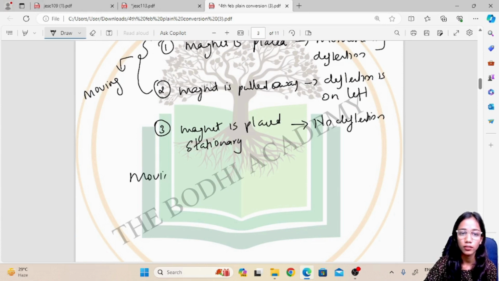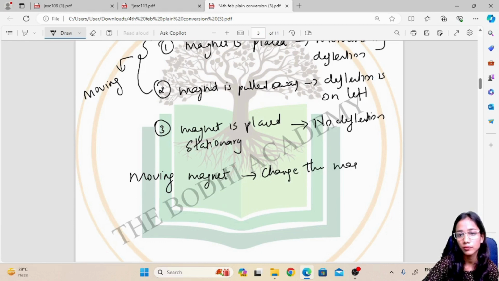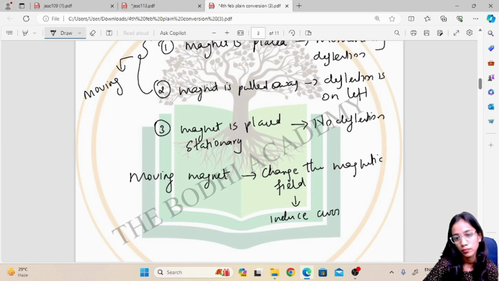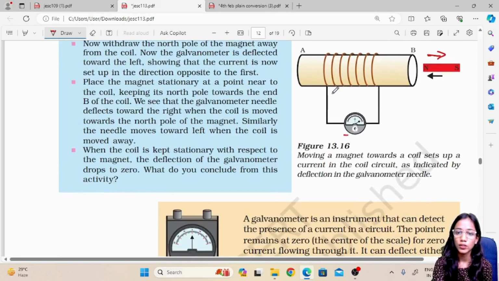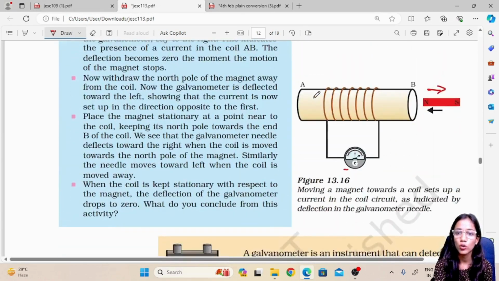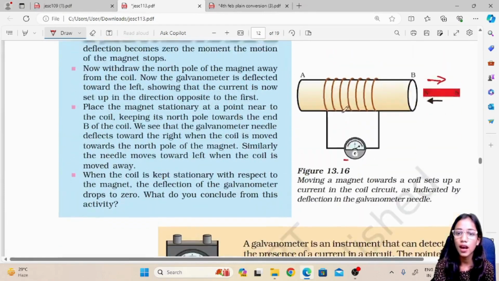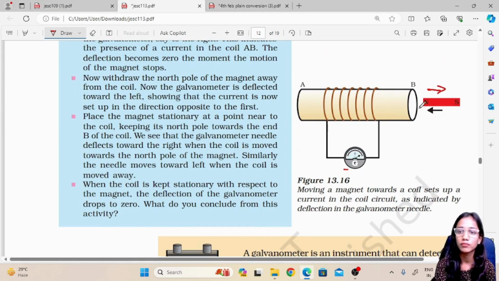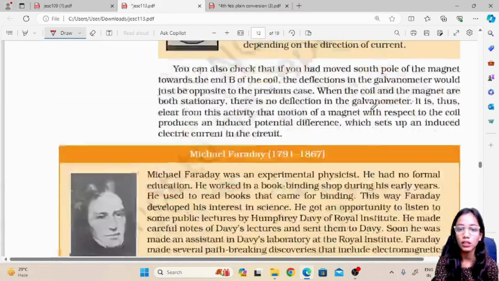Okay, moving magnet will change the magnetic field, which will induce current. Yes, so this is called electromagnetic induction. This is how the electric current is induced in the circuit.